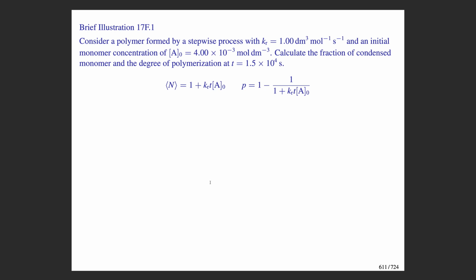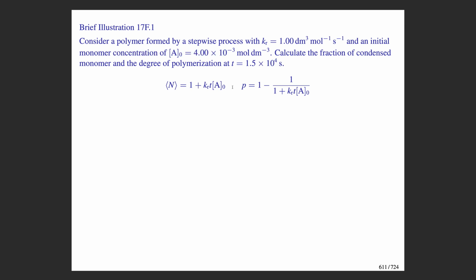This problem here, it's not particularly important. They simply give you the information you need in order to calculate these two quantities. So given a rate constant, given an initial concentration of monomer, calculate P, the fraction of condensed monomer, and then calculate the degree of polymerization at a particular time.